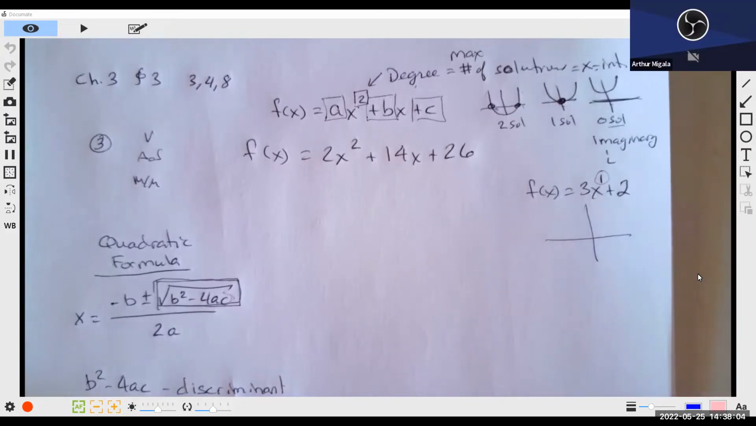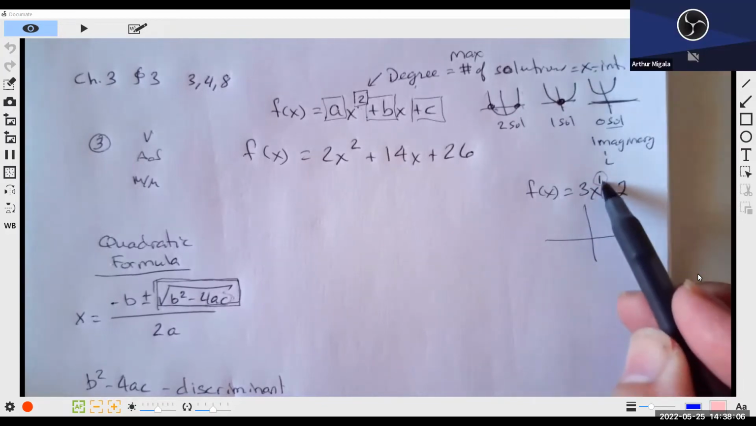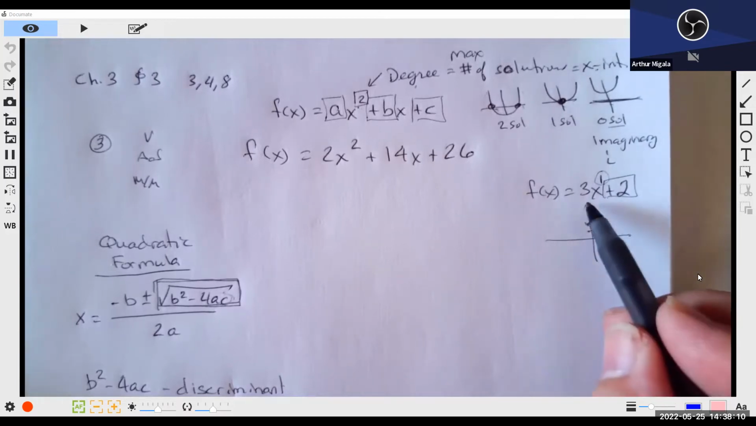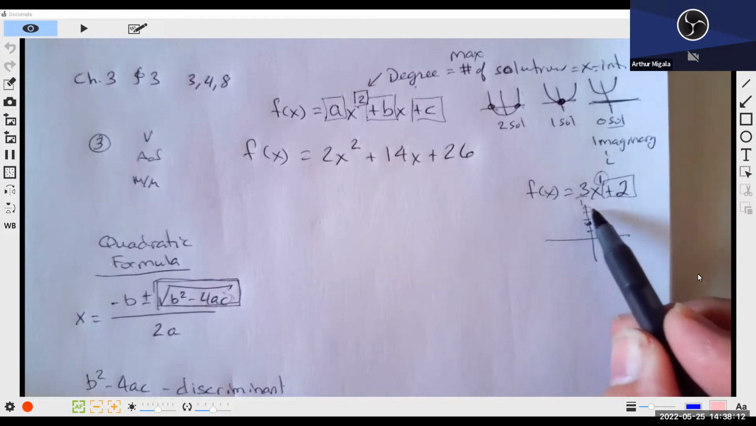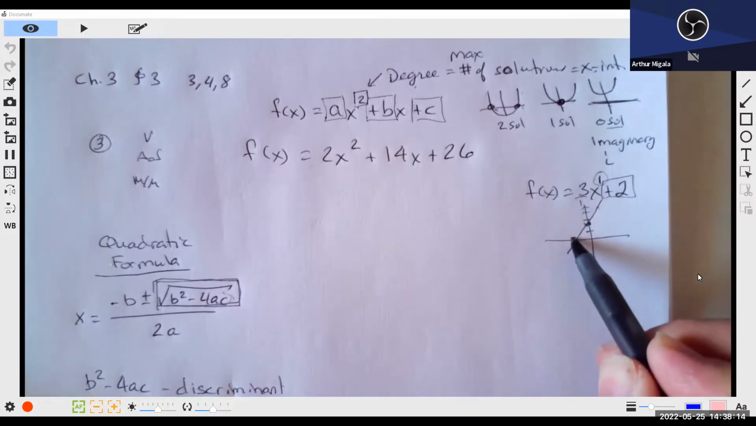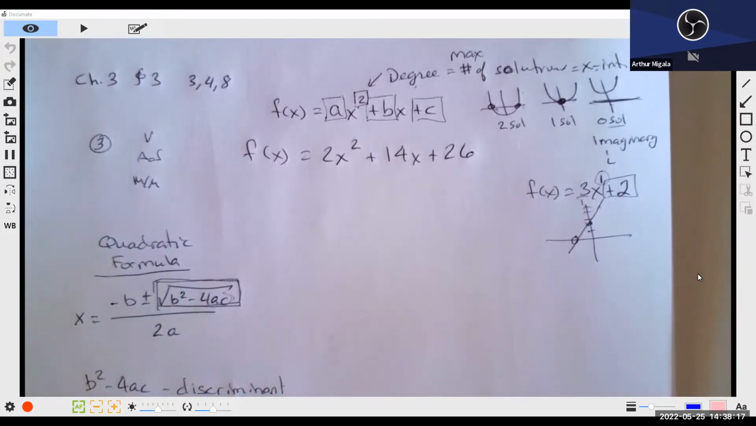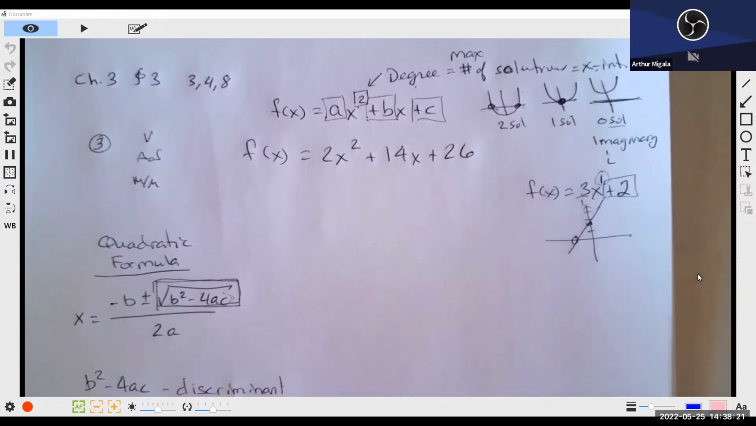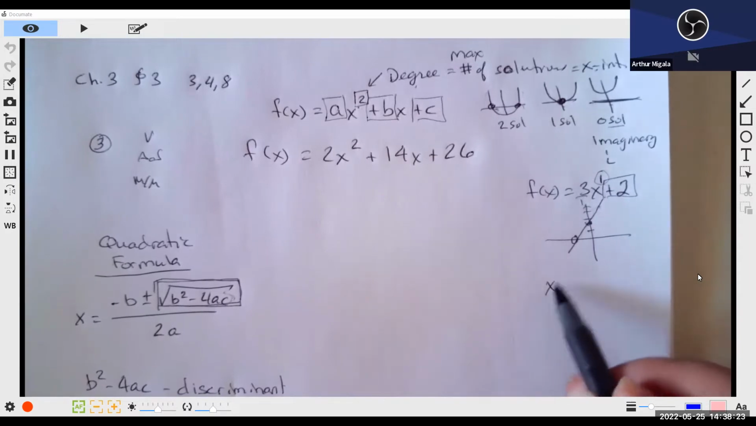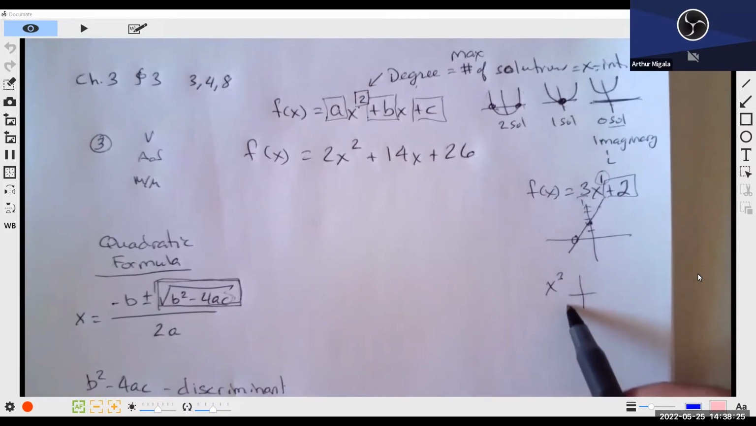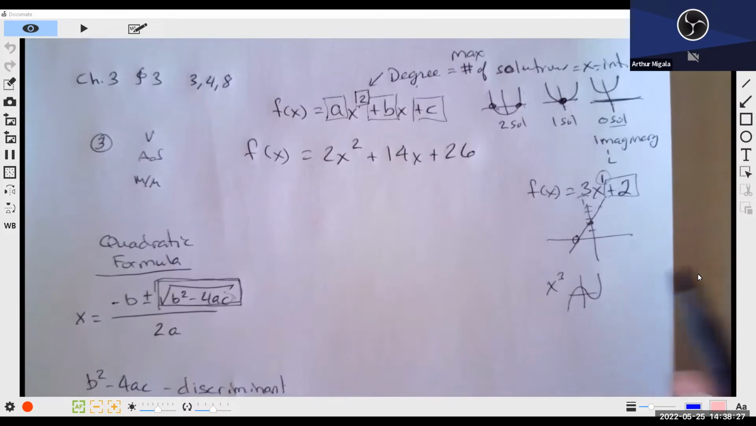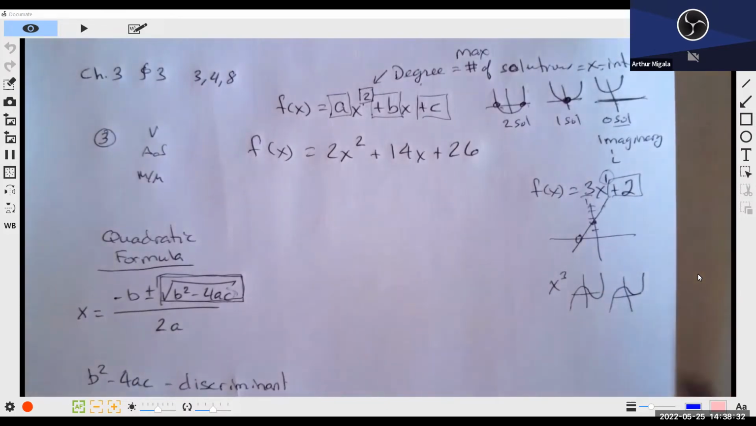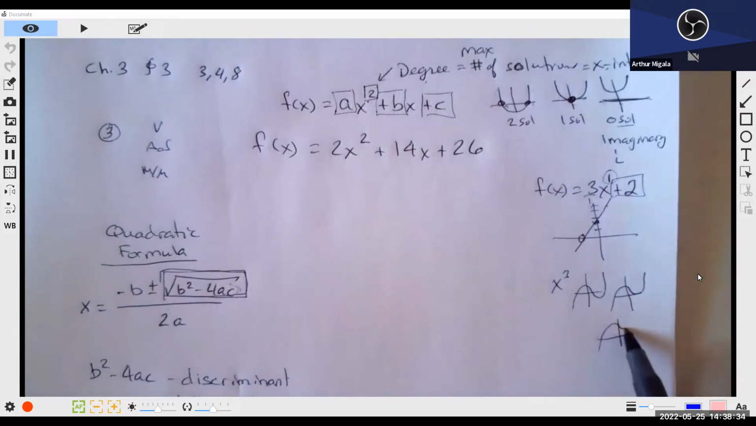And we learned in chapter 1, how do we graph this? We plot the y-intercept and follow the slope up 3 over 1. So we only have 1 solution. And in quadratics, we have 2. And if it was an x cubed, then we'd have 3 solutions, or we'd have 2 solutions, or we'd have only 1 solution.